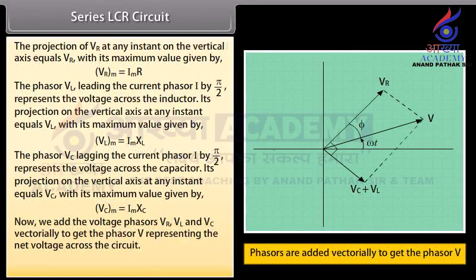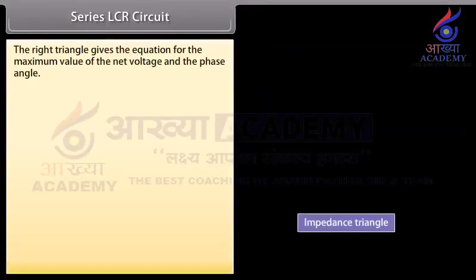Now, we add the voltage phasors VR, VL and VC vectorially to get the phasor V representing the net voltage across the circuit. Vm is equal to under root of VRm square plus VCm minus VLm square. The right triangle gives the equation for the maximum value of the net voltage and the phase angle. Tan phi is equal to VCm minus VLm upon VRm.